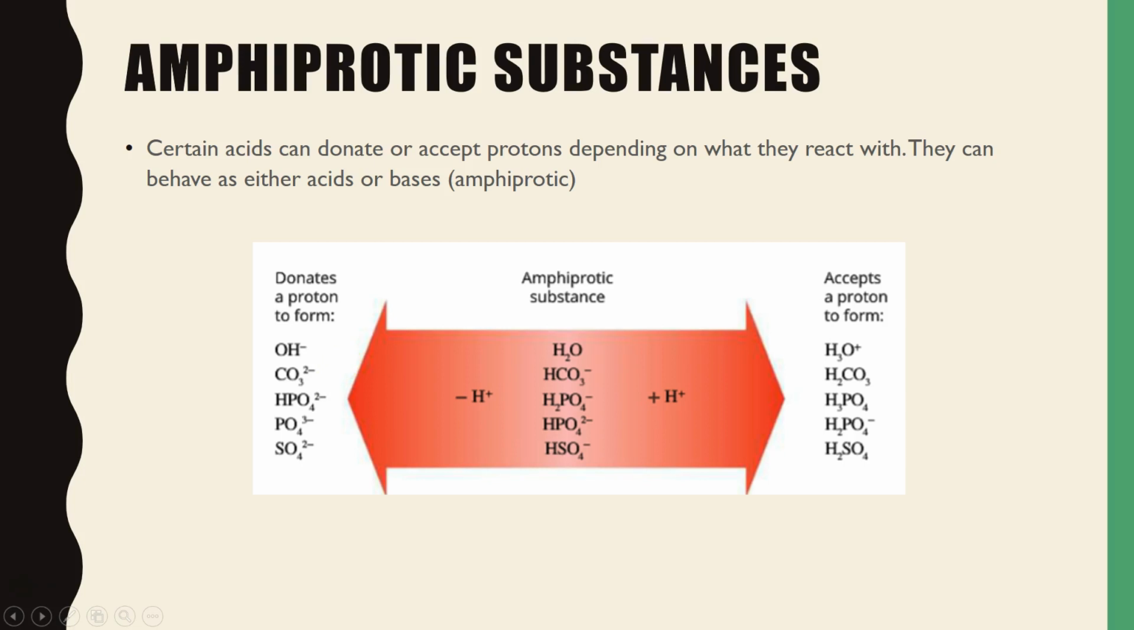Certain acids can actually donate or accept protons, depending on what they react with. This means they are known as amphiprotic. If something can donate a proton, so over here, this substance is donating or losing a proton when it goes this way, becoming HPO4 2- from H2PO4-, and similarly, it can gain a proton, becoming H3PO4 or phosphoric acid. So all these compounds, in the middle here, can either accept a proton, like a base, or donate a proton like an acid. They're known as amphiprotic.